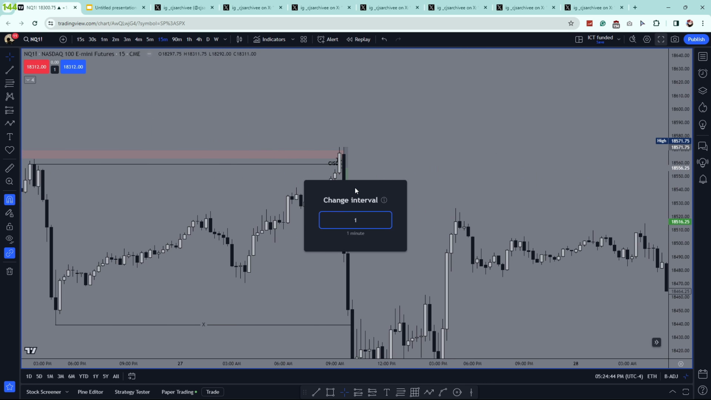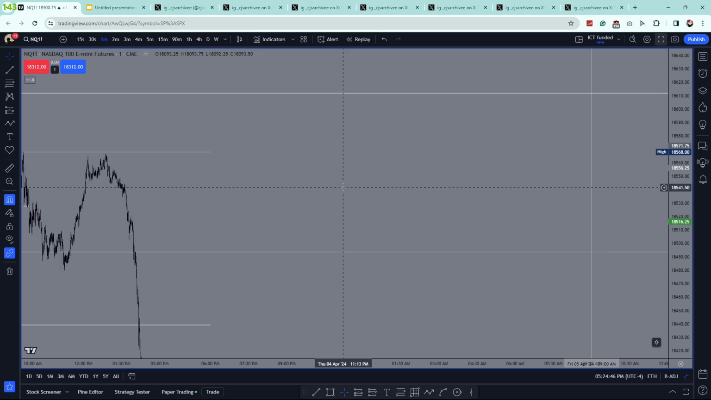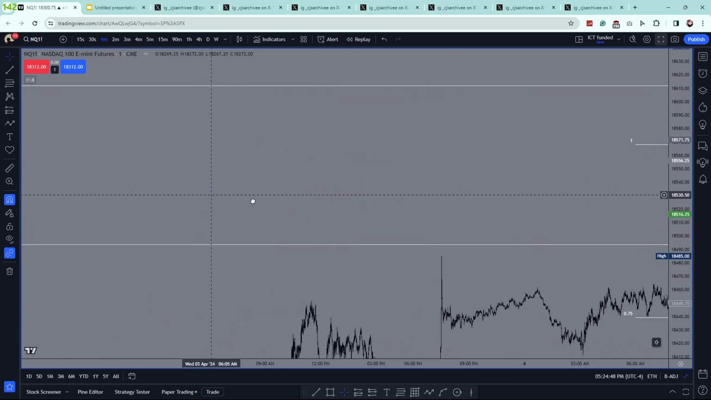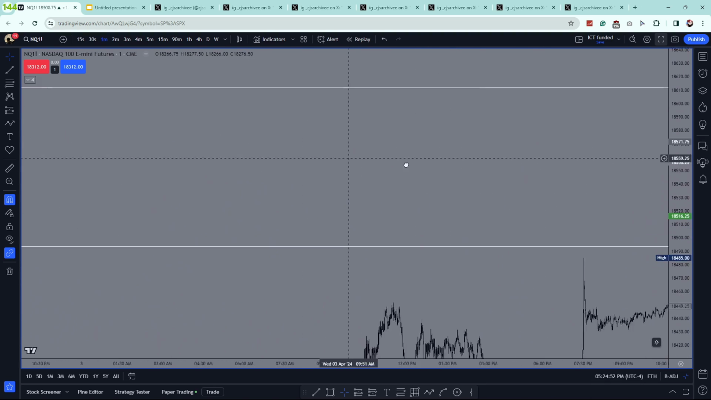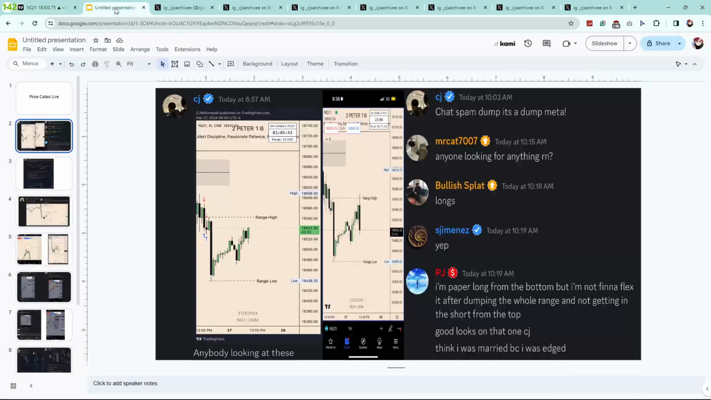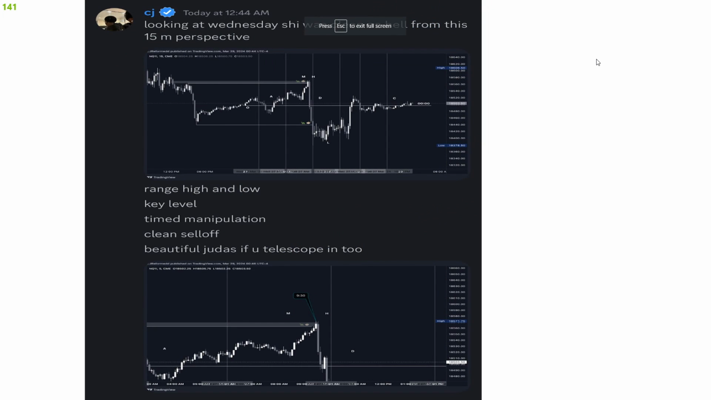Where would you enter off of? Well, it's not going to show there, but you would have entered off of a CISD. I'm not going to show that, but I had that marked out. And I told them, hey, this is what I'm looking at. This is what you guys should look at. Now, this is just me breaking down that price action later.